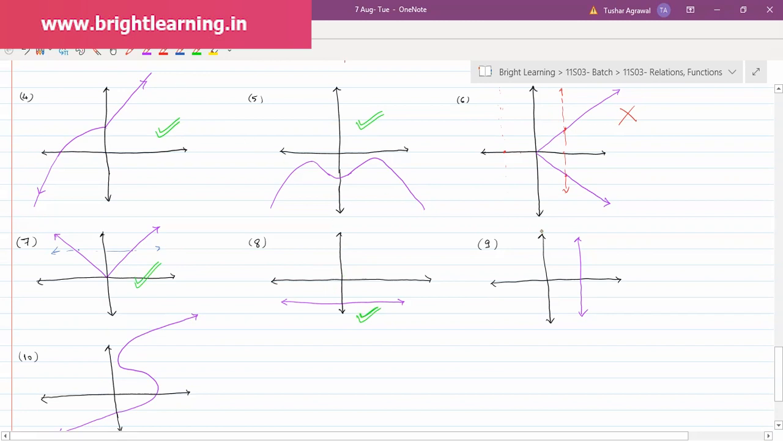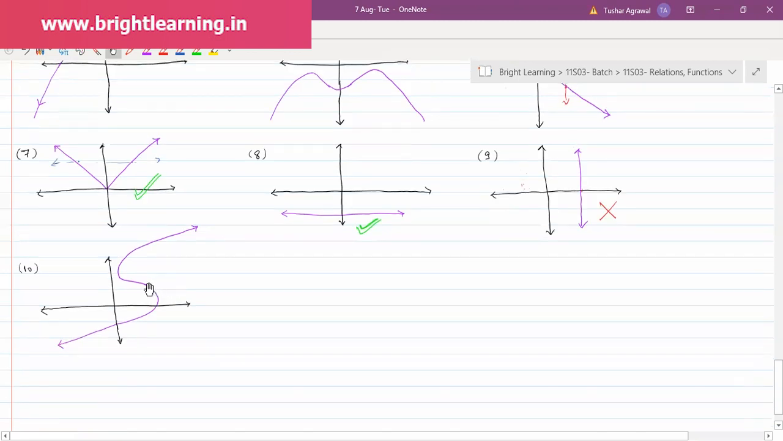9th one, not a function. Single point have so many images. Single point x equal to 1 have so many infinitely images. And what about other points? Other points khali baithe. Other points they do not have any images. Not a function. And 10th one, again the same reason. Not a function.